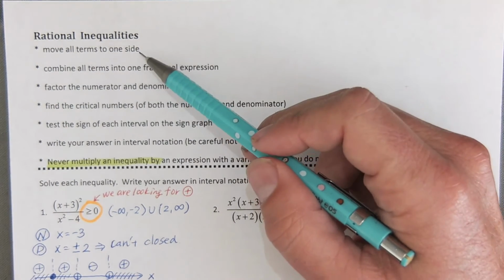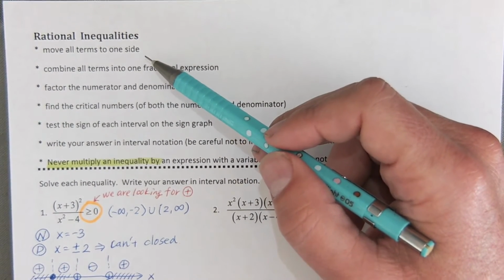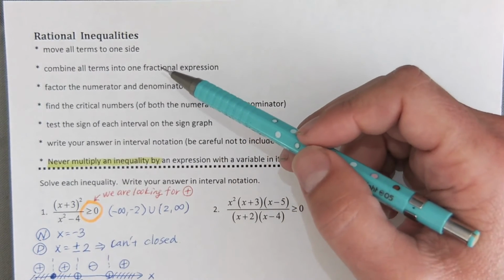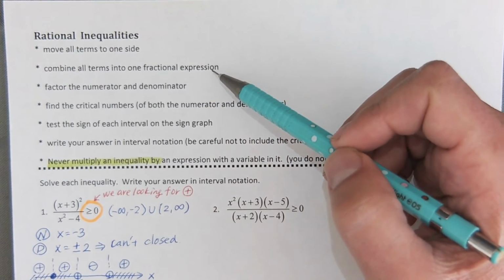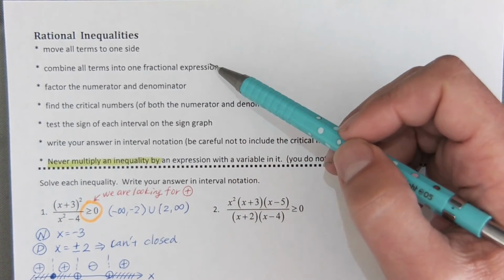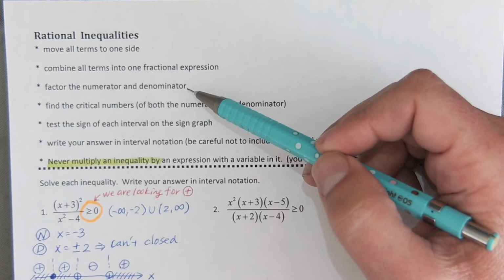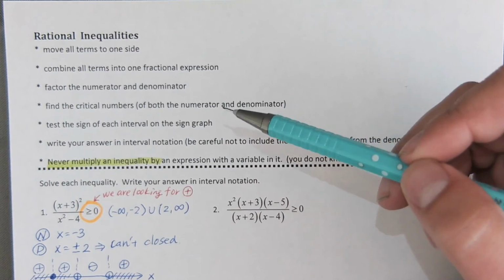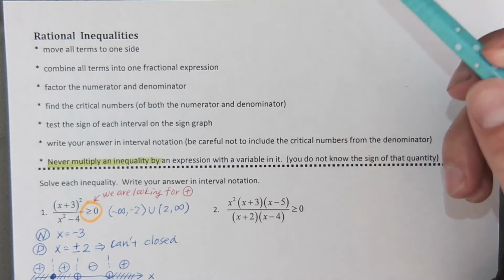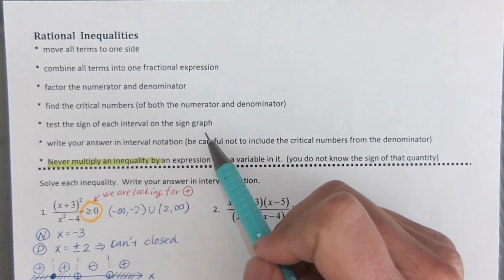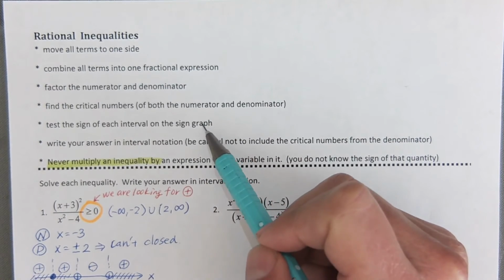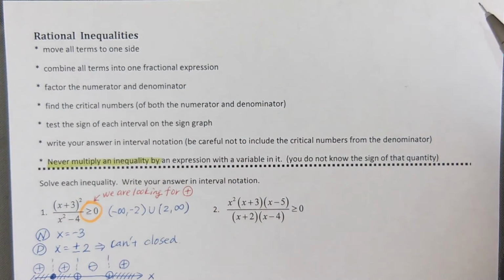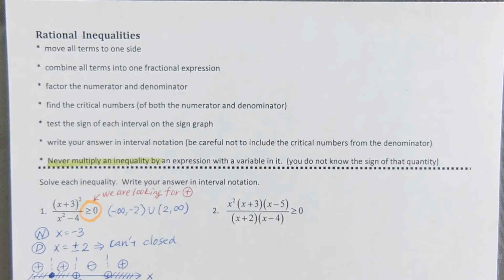First thing, we're going to move everything to one side, just like we did with the previous ones. We're going to combine all like terms into one fractional expression or one rational expression. We're going to factor the numerator and denominator. Find the critical values. That's what makes both the numerator and denominator equal to 0. Then we're going to have to test a sign within each interval of the graph. And then we'll write an interval notation.